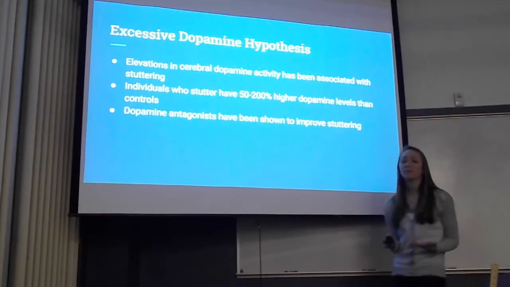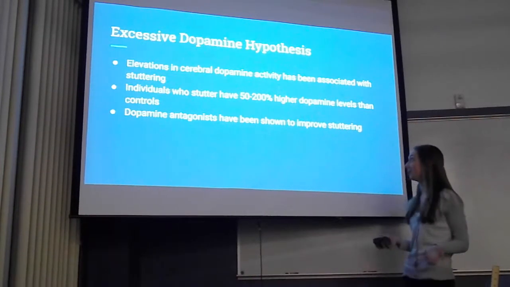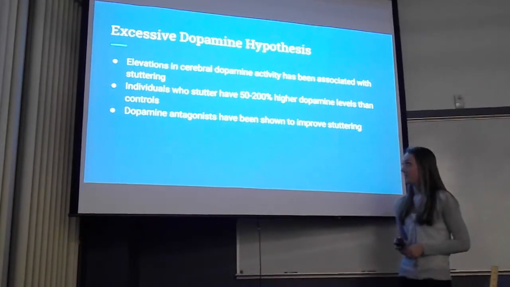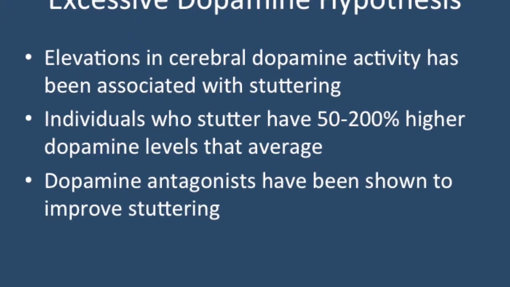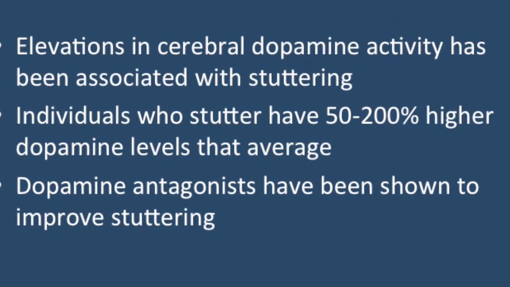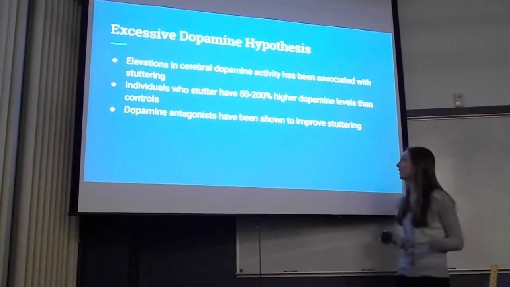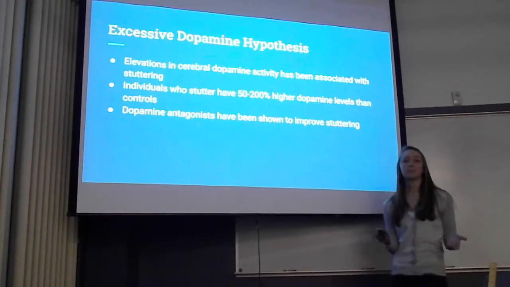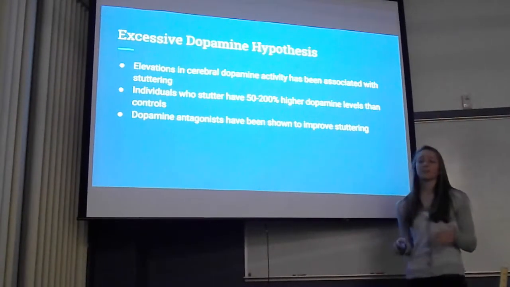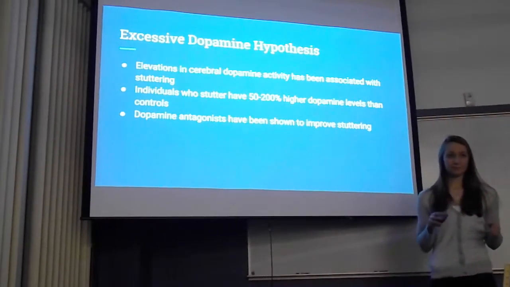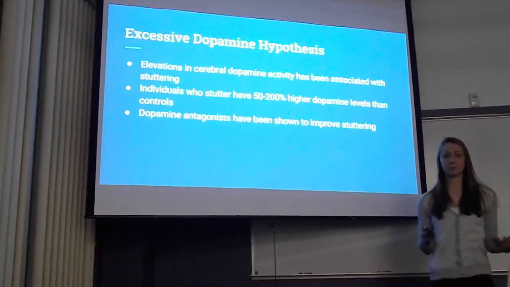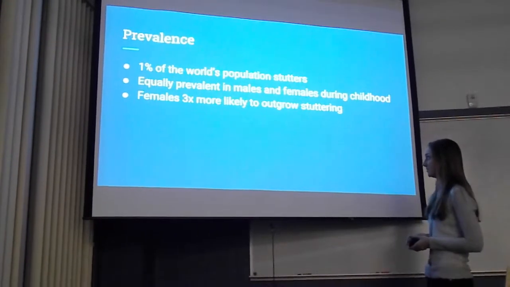The other hypothesis involving what stuttering can be caused from is the excessive dopamine hypothesis. A lot of times they found that there's elevation in dopamine in stutterers, between 50 and 200% more dopamine than non-stutterers, which is pretty significant. And so, of course, they have made drugs that can block this extra dopamine from being absorbed and can actually reduce the effects of stuttering. It's not a cure-all, but it's been shown to improve symptoms.